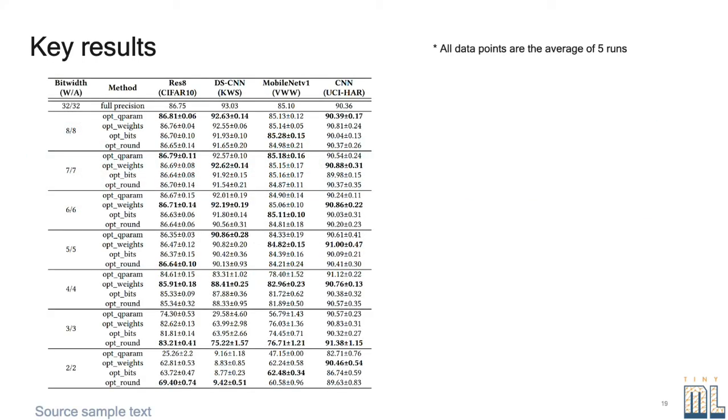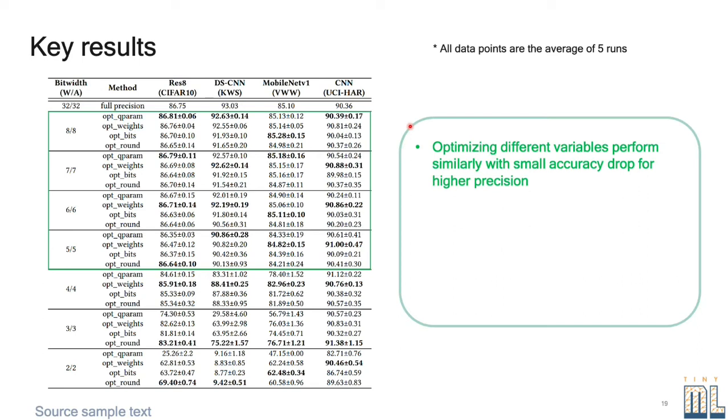With this optimized pipeline, here we show the end-to-end result for all the models. We also vary the optimization variables for a further comparison here. And we can see that optimizing different variables perform similarly with small accuracy drop for higher precision, but there's big accuracy discrepancy for lower precision quantization. Optimized rounding is much better than optimized quantization parameters in this case.